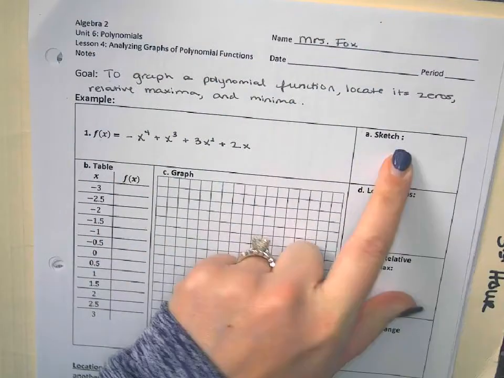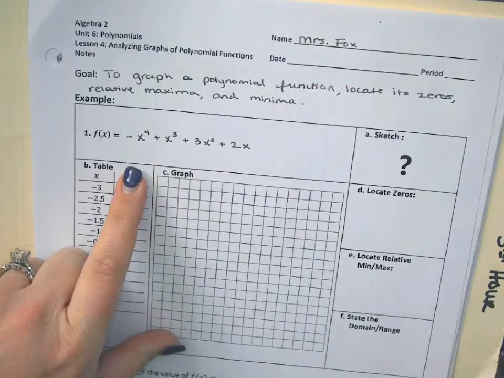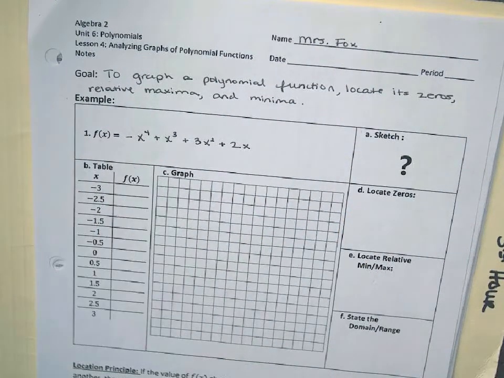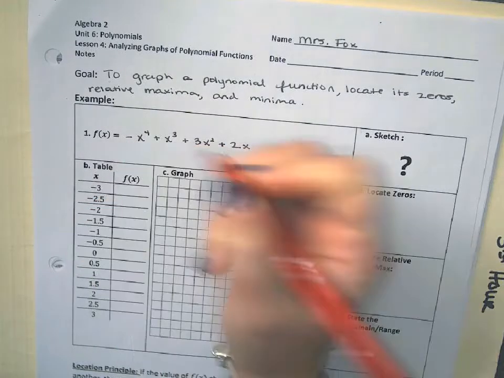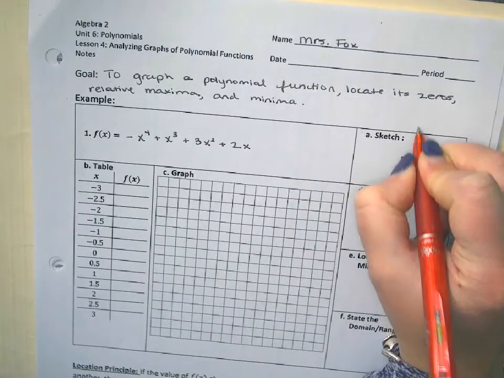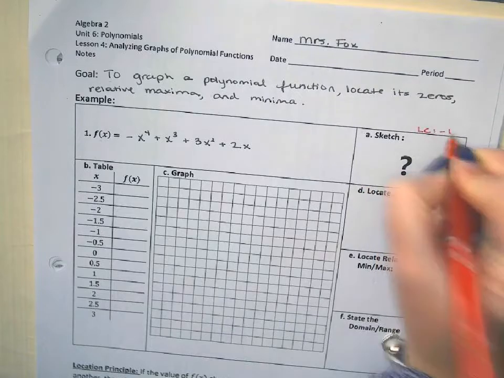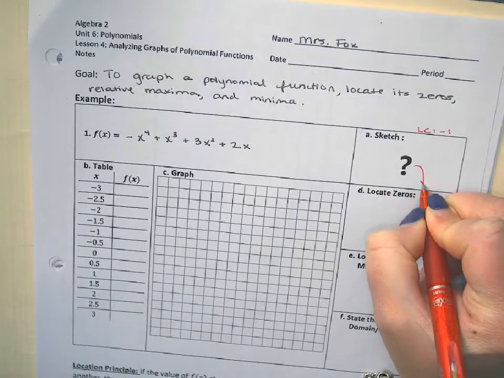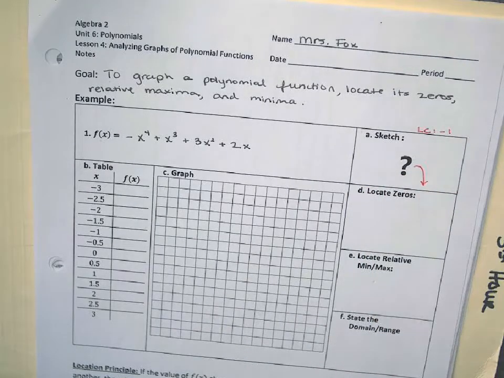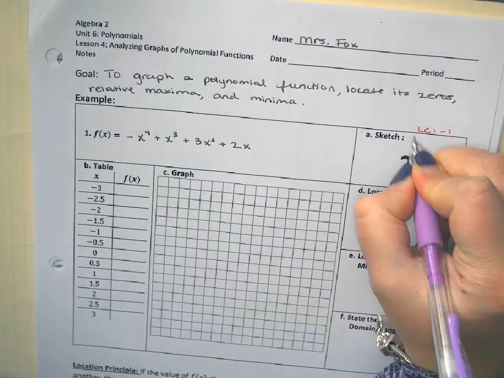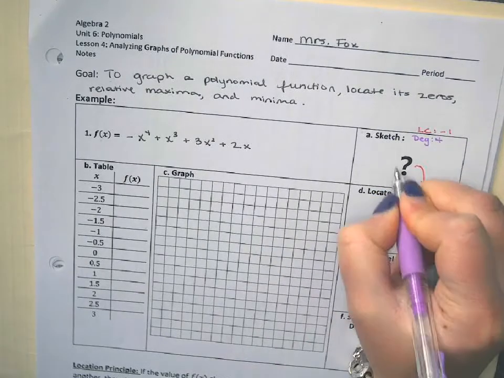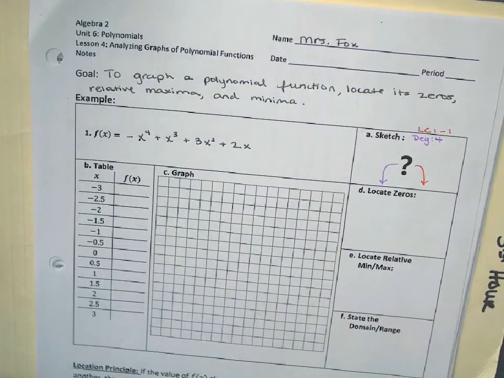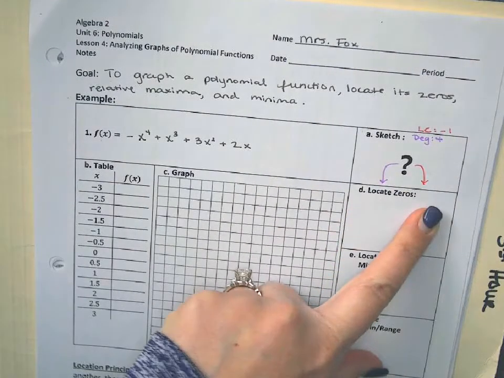Now sketching it is from 6.3, so we need to look at what our leading coefficient is, which here is -1. That tells you that the right side is going to go down. The degree is 4. That means that it's even. The left side has to match. Okay, so this is overall what our graph should look like.